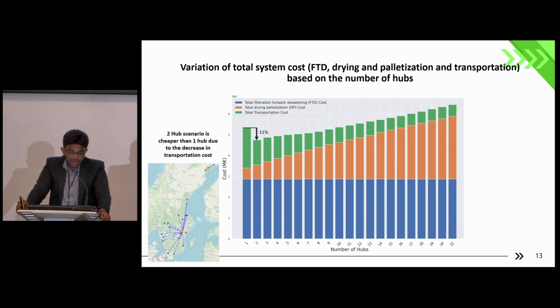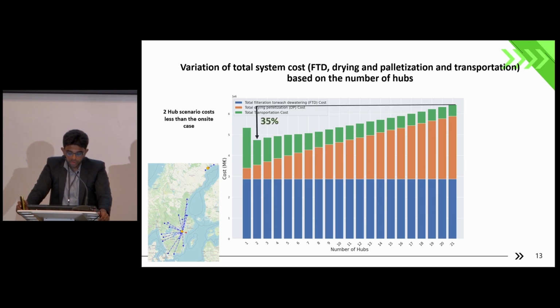The 2 hub scenario was the cheapest one compared to the 1 hub scenario. Even though we utilize the economies of scale, we can observe that there were so many press cakes transported from northeast Sweden to the southern part of Sweden. So it increased the transportation cost, which is marked in green. And there was an 11% reduction in cost from the 1 hub scenario to the 2 hub scenario. And this is the 2 hub scenario, which is the map in the corner of the screen.